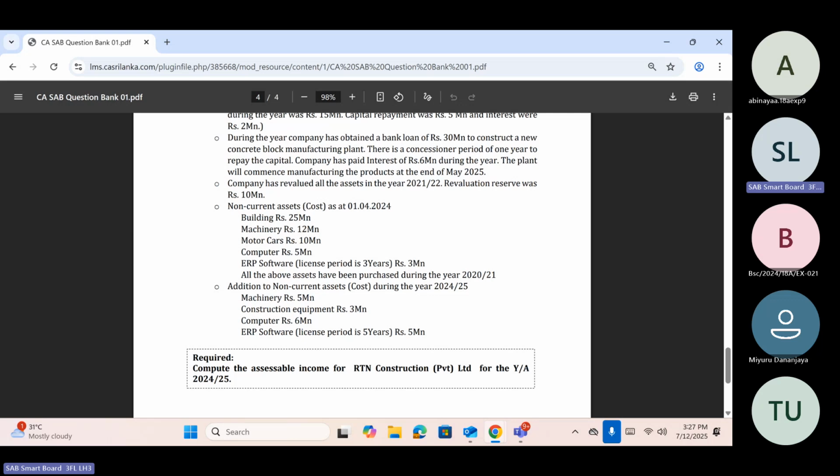So then in 24/25 they have acquired another machinery. The cost? 5 million. It's 5 years, right? Remaining 5 years.